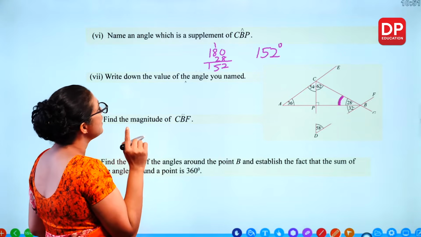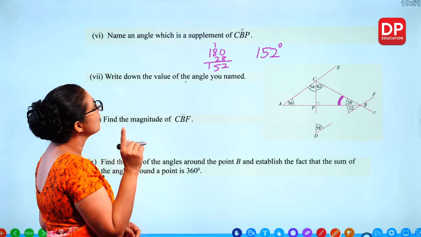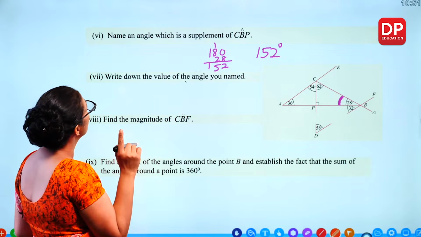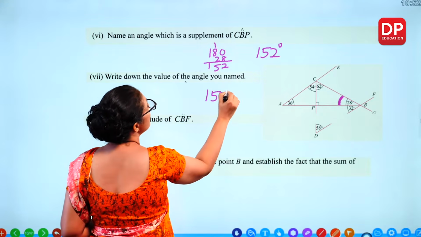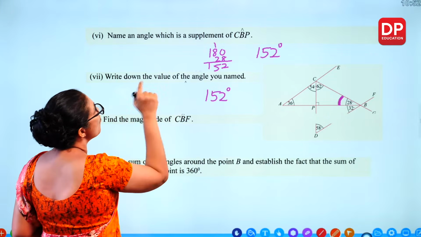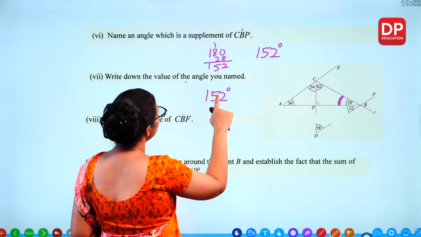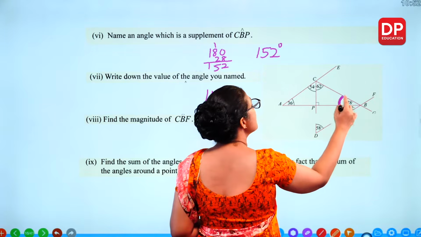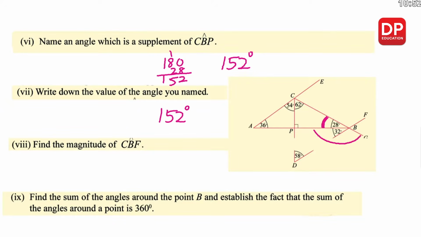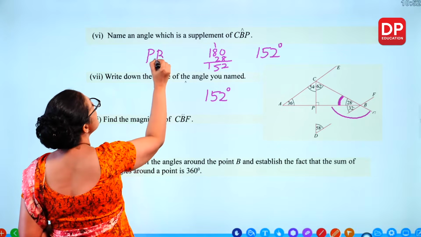Write down the value of the angle you named. So here they are asking the value here, 152. What's the name of that angle? 152 is supplementary here. That means this angle. So PBG. You can write PBG.